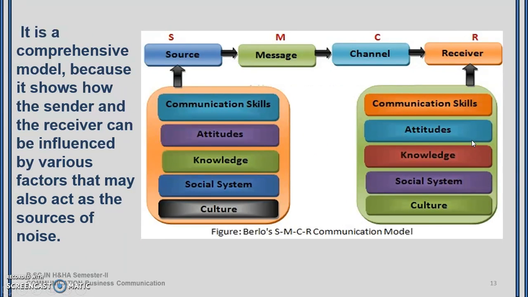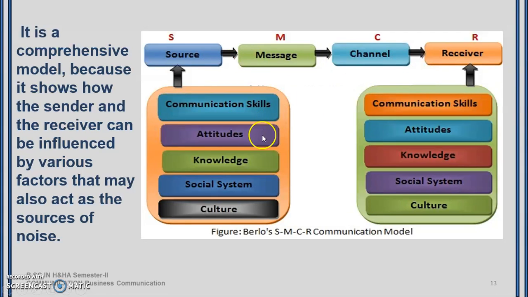Next model is our SMCR model, Berlo's SMCR communication model. This model is an important model. Why? Because it tells us what are the factors which might be responsible for the barrier to communication, how the communication can be influenced. There is a source, message, channel and receiver. S for source, M for message, C for channel and R for receiver. This is a normal process of communication. Source and receiver are two important entities.